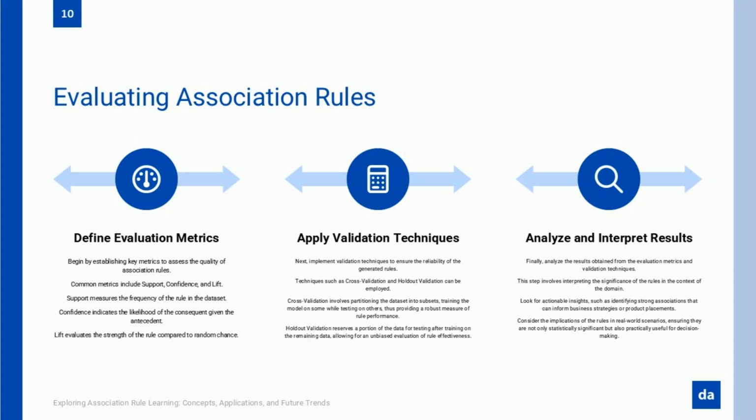But here's where it gets really fun: analyzing and interpreting the results. This is where the data starts to tell its story. Say your rules show a strong association between customers buying coffee and pastries. That's an insight you can act on immediately. Hello, bundled coffee and pastry deals.